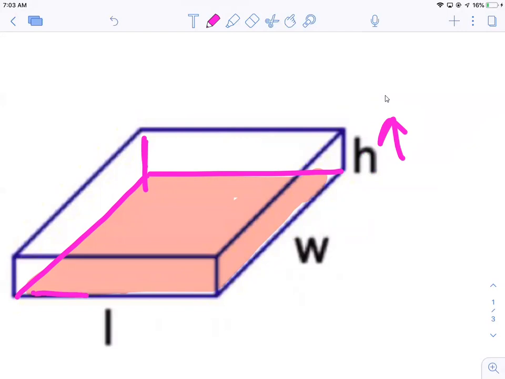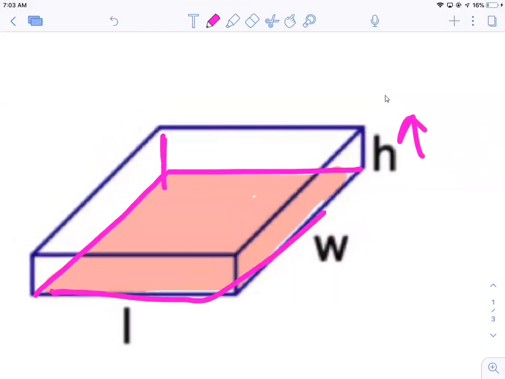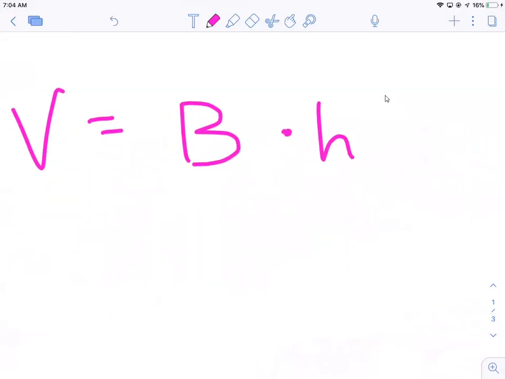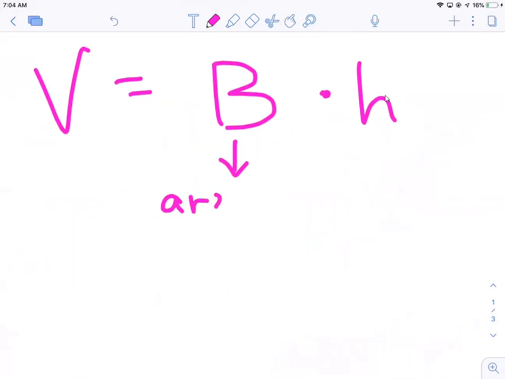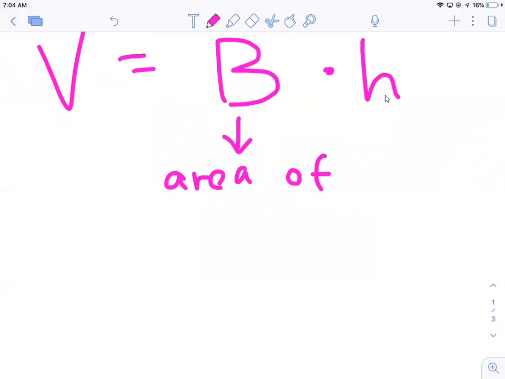And really the volume is just based on this area and how high do we need to stack it up to fill in the solid. And that's going to be the volume of the solid. So it's the area of this base times this height, right? I'm pulling it up. So volume is base times height. And base, it's a capital B, it's the area of the base times the height.